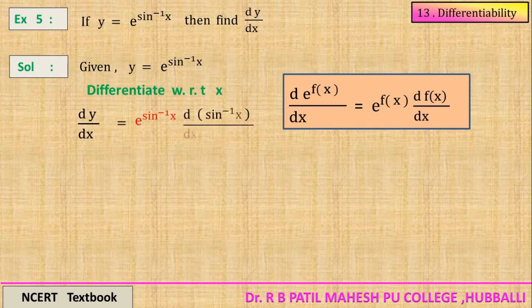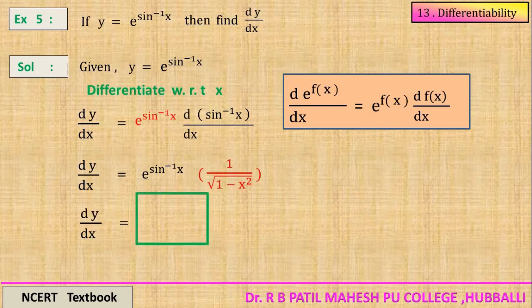into d by dx of the composite function, that is, the composite variable sine inverse x. Same function as it is, and the derivative of sine inverse x is 1 divided by root of 1 minus x square. Rewriting, it is e raised to sine inverse x divided by root of 1 minus x square. So this is the derivative of the given example.